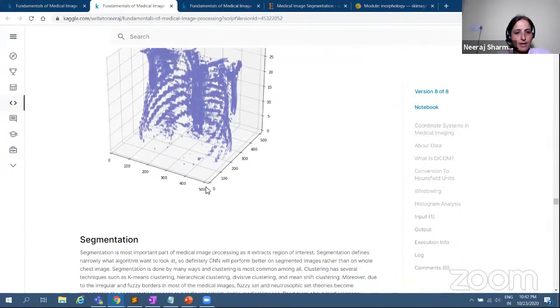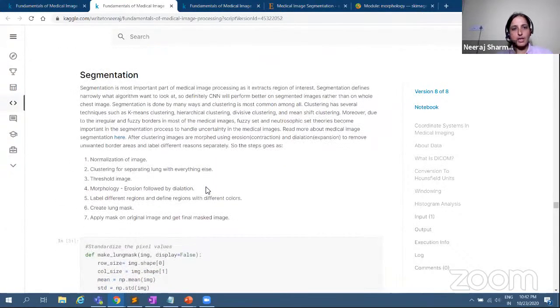So this is the graph, and this is the segmentation. This is a very important topic and a very important process during medical image processing. Segmentation, basically, is another part of extracting the region of interest.